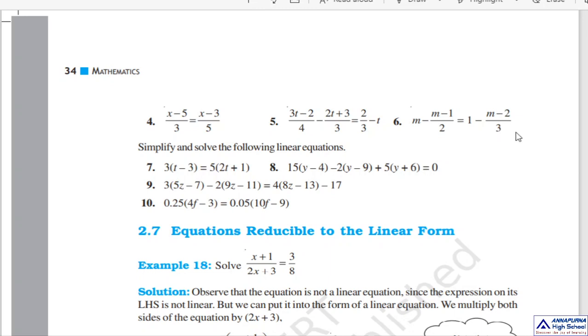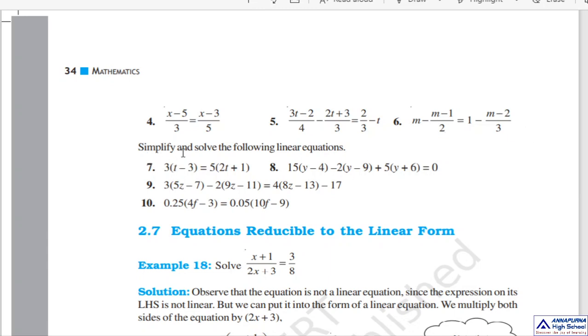So first we transpose all the variable terms to the left side and constant terms to the right. So here totally how many terms are there? There are 4 terms. This is a variable term, this is also a variable term, this is also a variable term. So transpose it to the left side and simplify it. Find its solution by finding the LCM of all the denominators.